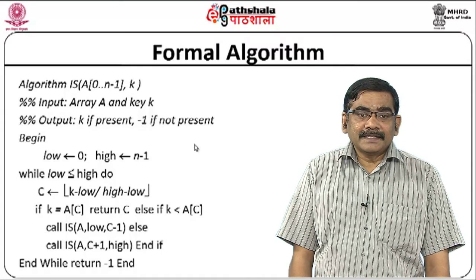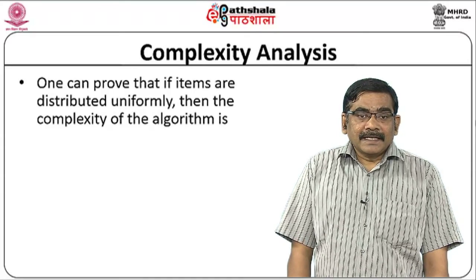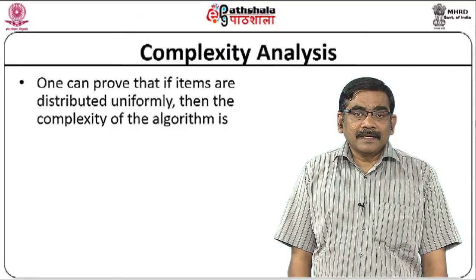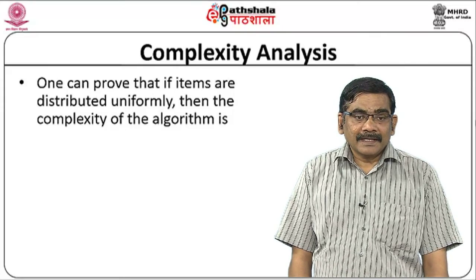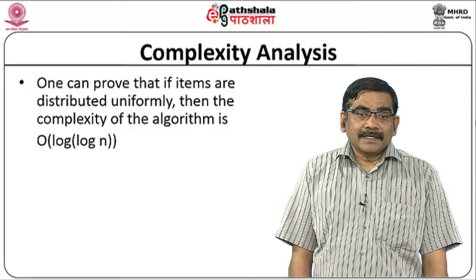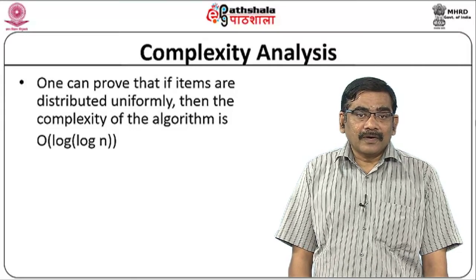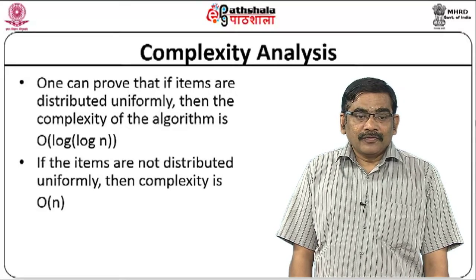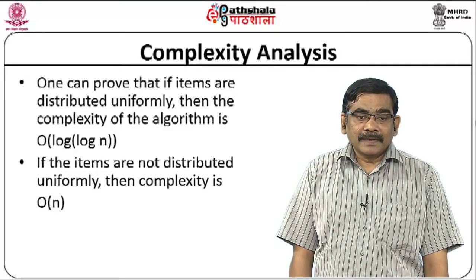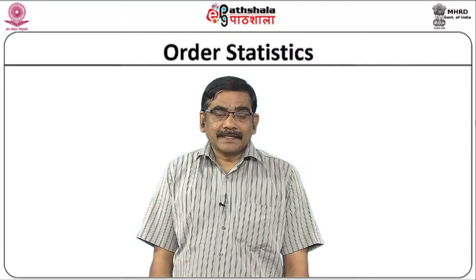If it is not present, then we are going to return minus 1. What is the complexity analysis of this algorithm? The complexity analysis of this algorithm is very simple. It uses decrease and conquer. If the items are distributed uniformly, then the complexity is order of log of n. If the items are not distributed uniformly, then the complexity is going to be order of n. So, this is the algorithm for interpolation search.